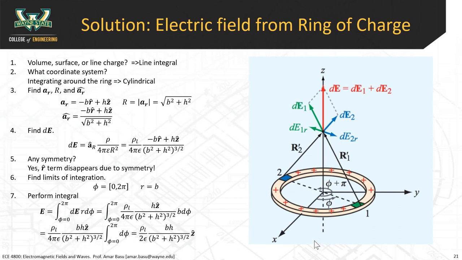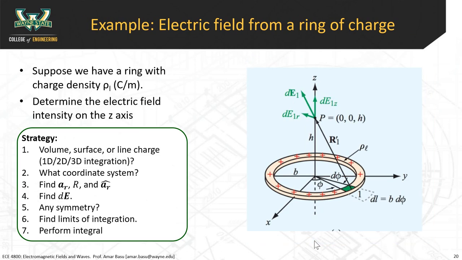I'll just go back here and ask the first two questions, which are straightforward. Is this going to be a volume, surface, or line integration? Line integration. Why? Because we have a rho L, a line of charge. So we're going to be doing a single dimension integral. Jumping ahead for a second here, what are going to be the limits of integration? Phi from 0 to 2 pi. That's correct, because we are integrating along this ring of charge.